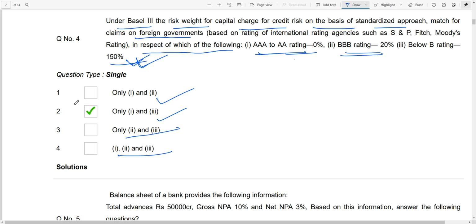So the correct answer is 1 and 3. Triple A to A rating 0%, correct, and below B rating 150%, correct. Risk weight will be 0% on triple A to A rating and 150% on below B rating. So the correct answer is 1 and 3.